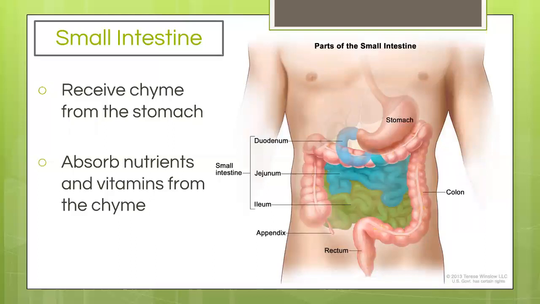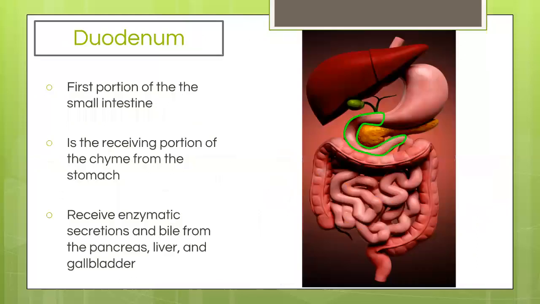Small intestine is made up of the duodenum, the jejunum, and the ileum, which we will go through each right now. So the duodenum is the first portion of the small intestine. So it's the first time that the chyme enters into the small intestine. It receives enzymatic secretions and bile from 3 accessory organs. Your liver up here, this dark red organ, your gallbladder, which is the green one, and then your pancreas, which is the orange organ right there.